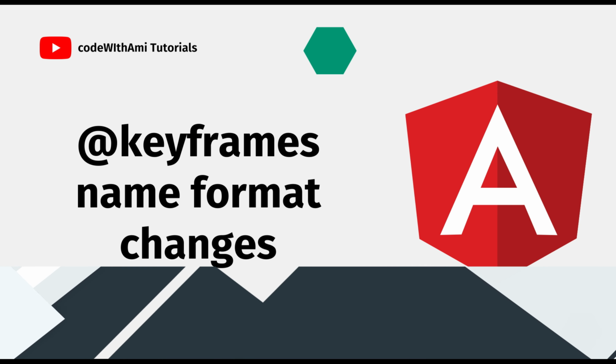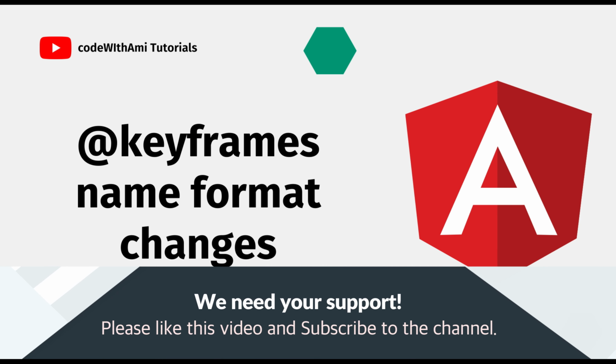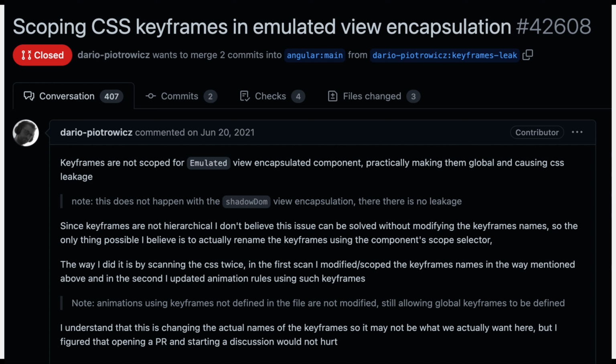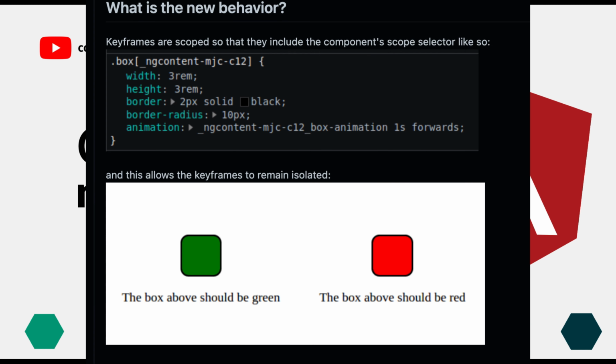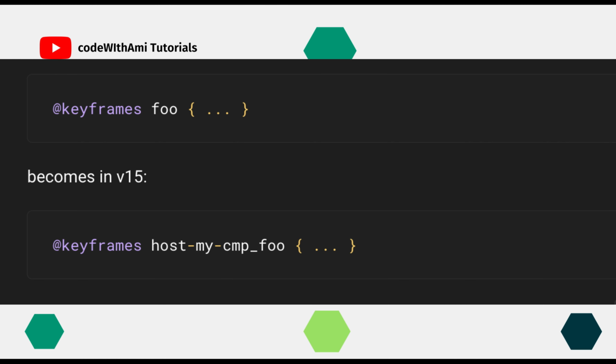Third is the @keyframes name format change, and this is going to be the big breaking change of this release. In Angular 15, keyframes names are prefixed with the component's scope name. For example, in a component definition whose scope name is host-my-cmp, @keyframes rules with the name foo in Angular 14 will become different. Basically they are going to add host-my-cmp, CMP meaning component I guess, underscore foo.